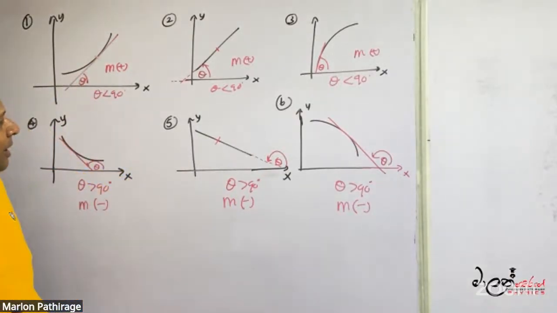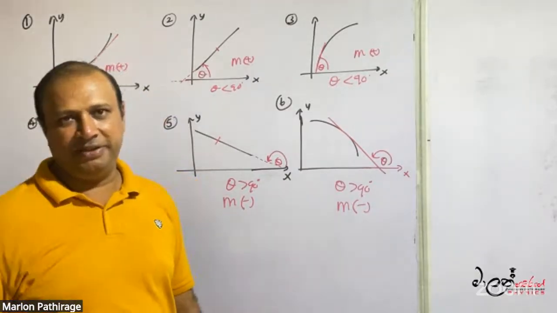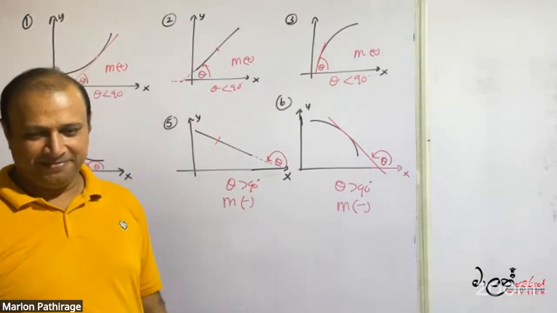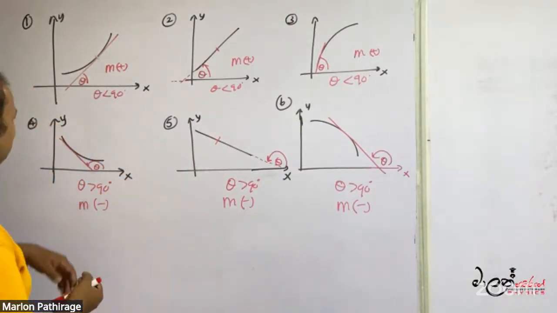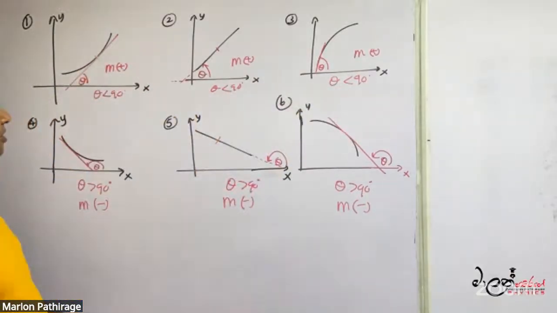Therefore, I can give you a very short method to understand whether the gradient is positive or not. Look at this one. Look at the upper three graphs.